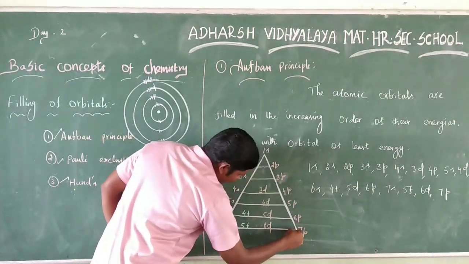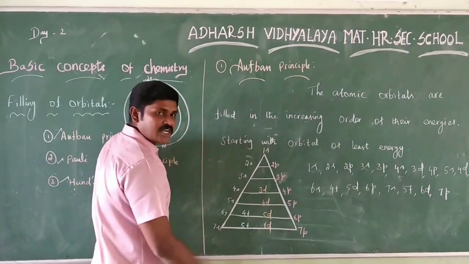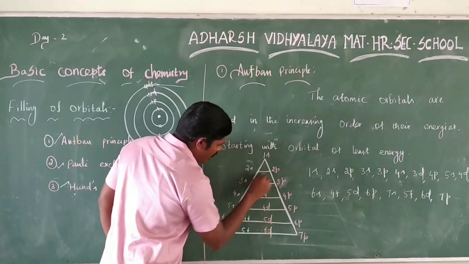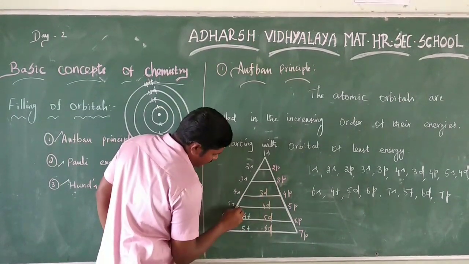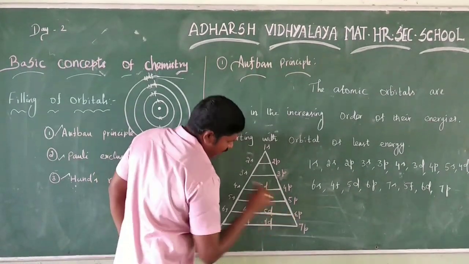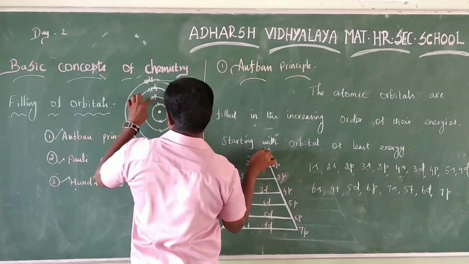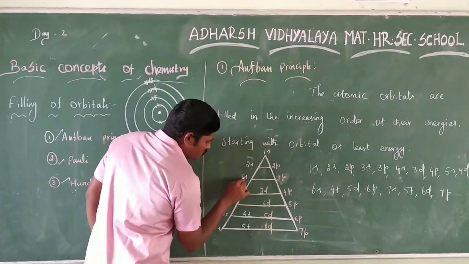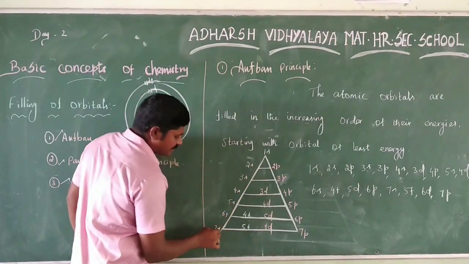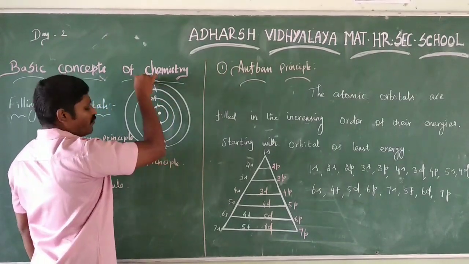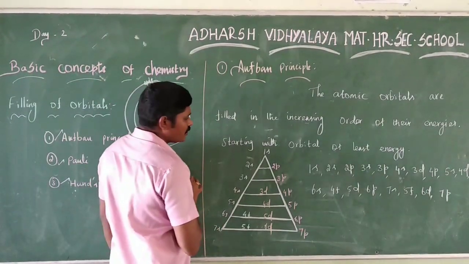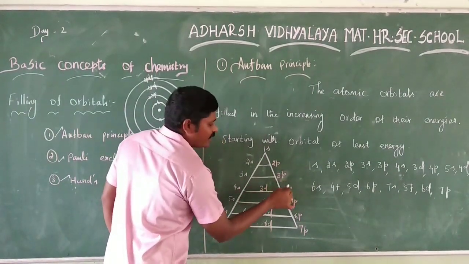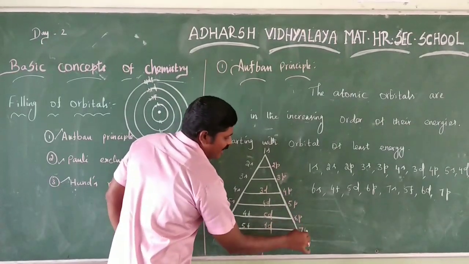Draw a triangular structure with 5 horizontal lines. The first line has the 1s orbital: 1s, 2s, 3s, 4s, 5s, 6s, 7s. The second line has 2p, 3p, 4p, 5p, 6p, and 7p.